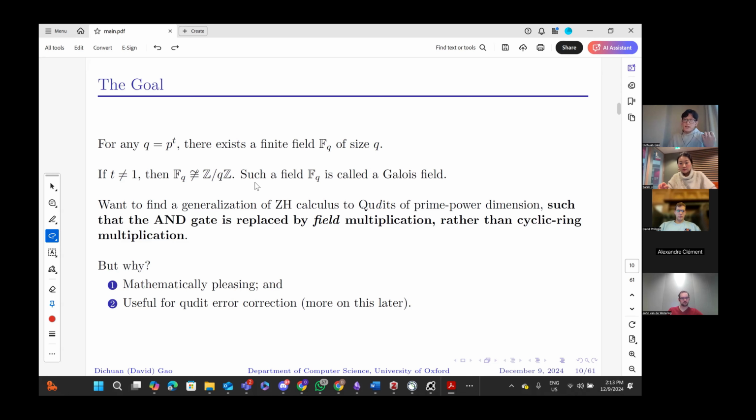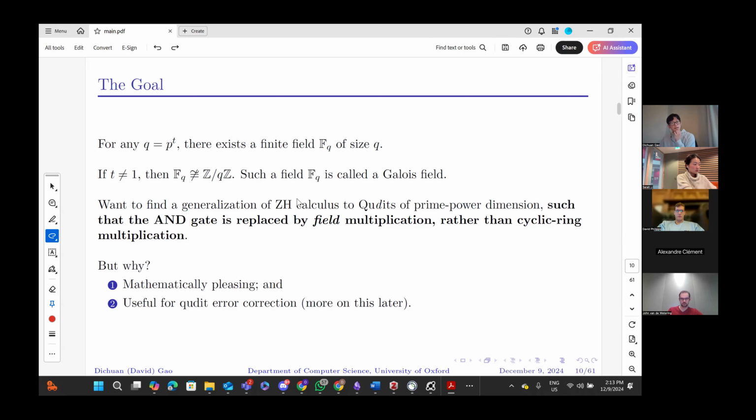And what we would really like is to find a ZH calculus for prime power dimensions such that the AND gate, the same diagram as we had before for the AND gate, now means field multiplication in the Galois field. So why do we care about this? Well, I think it's mathematically pleasing, but also this is very useful for particular strategies in error correction, which we'll see later.